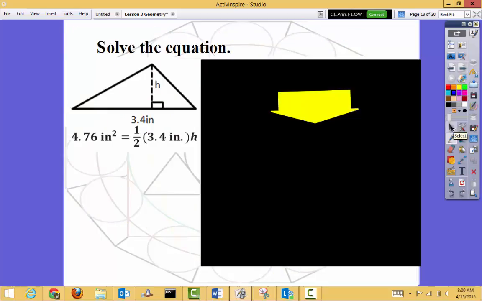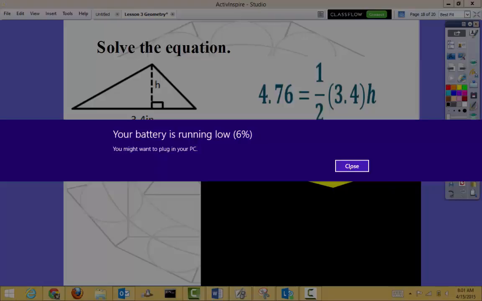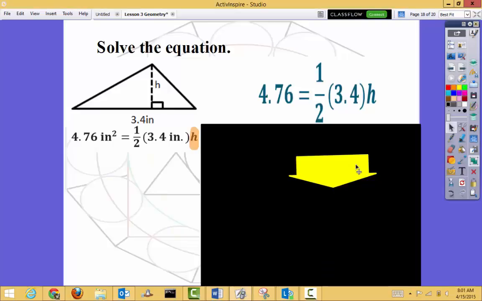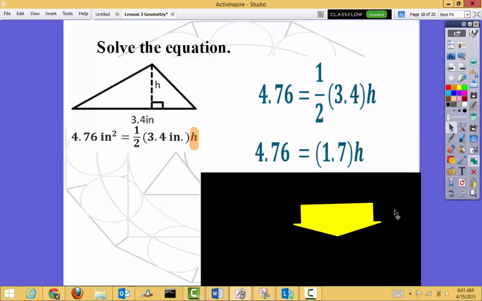Okay, now we're going to solve that equation. So I'm solving and I'm looking for the variable. What does my variable equal? So my first step is I rewrite my problem. My next step is what? My next step is I need to multiply 1/2 and 3.4, and I get 1.7h.